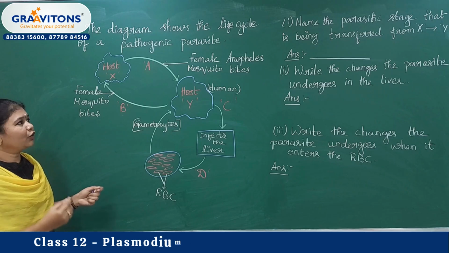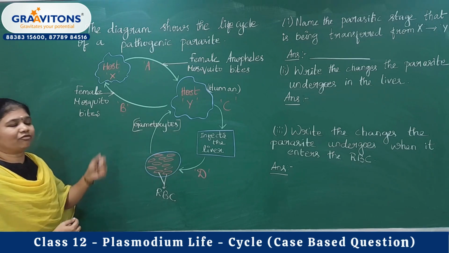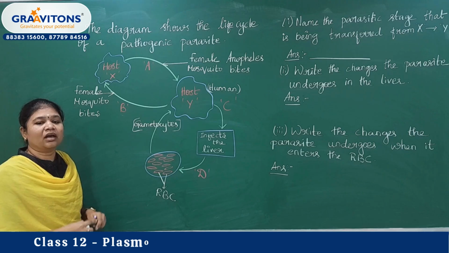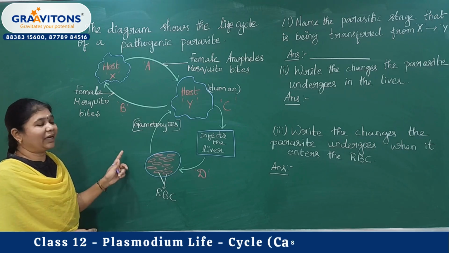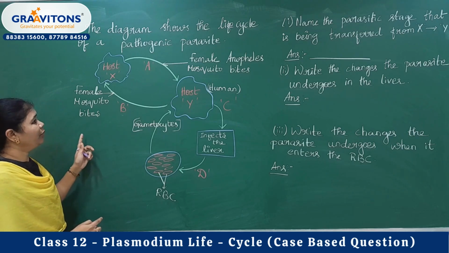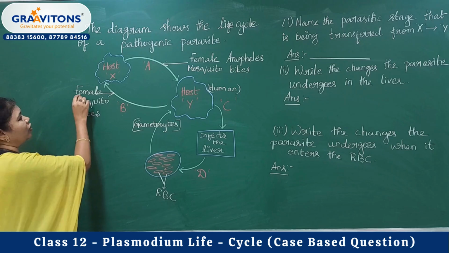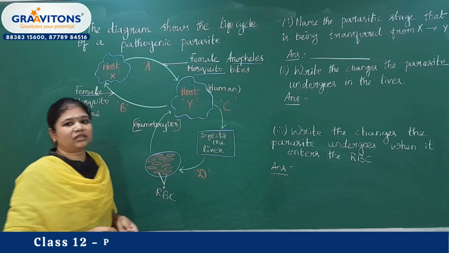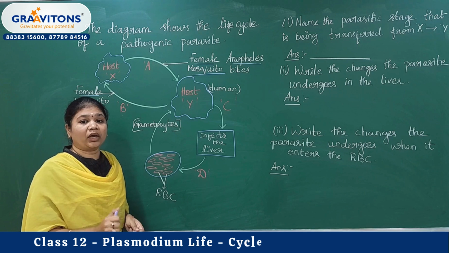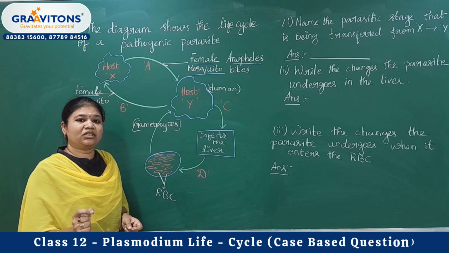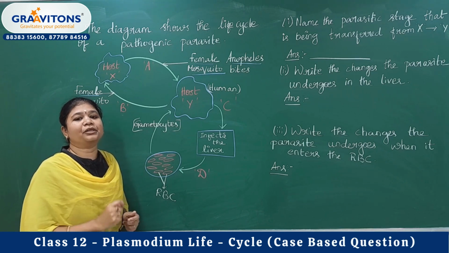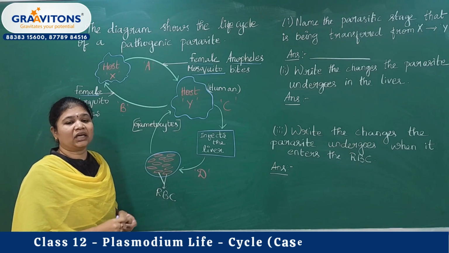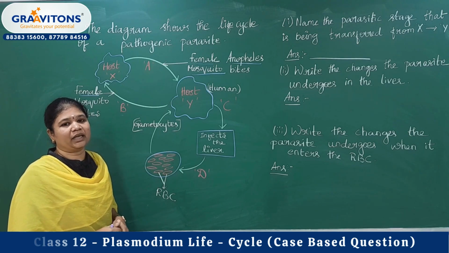So this is the quick recall of life cycle of a malarial parasite. Once if they ask for the primary host of the malarial parasite, it should be the female Anopheles mosquito. So on what basis do we decide which is the primary host? Where the pathogen's sexual cycle happens, that should be the primary host. And human beings in this case are the secondary host of the malarial parasite.